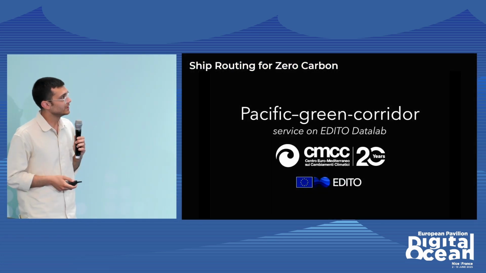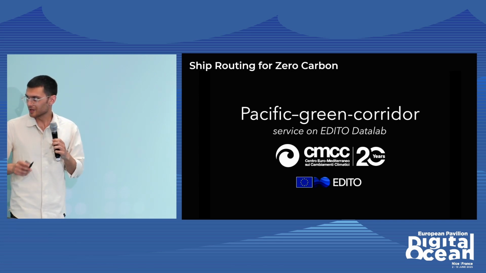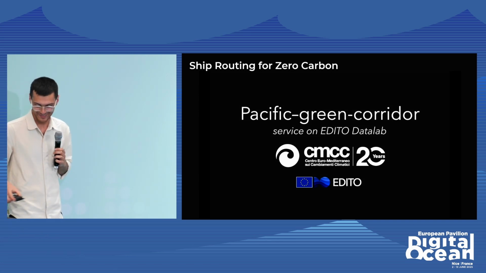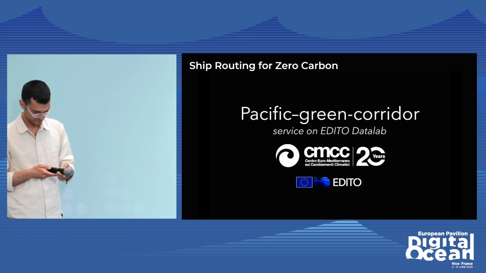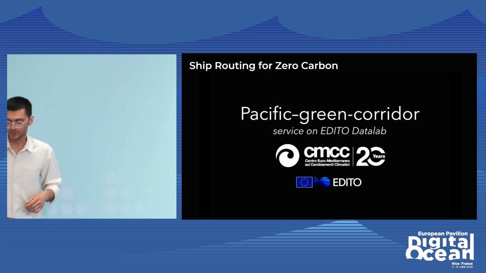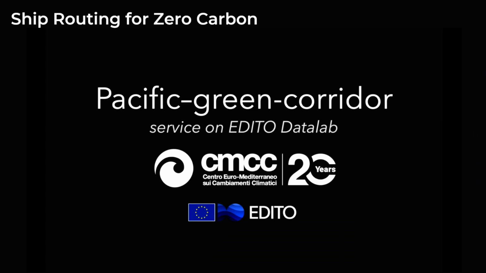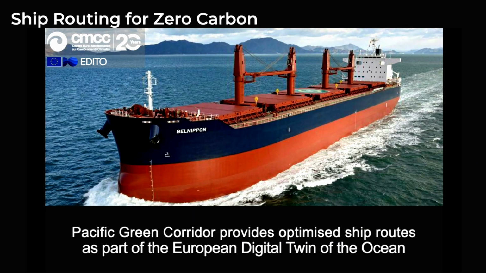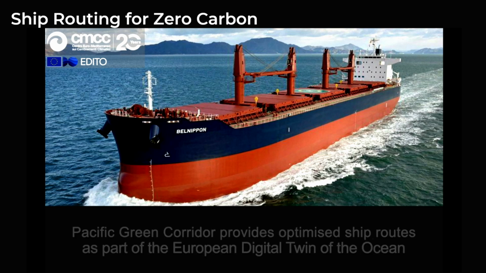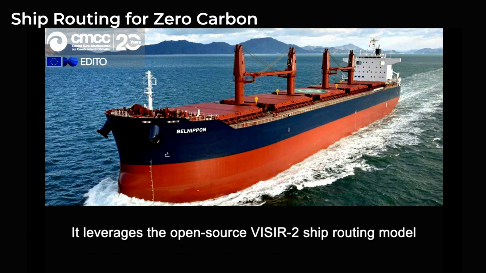Okay, then we have a video, and I think there's also a voiceover, so I won't need to talk. Let's see. Pacific Green Corridor provides optimized ship routes as part of the European digital twin of the ocean. It leverages the open source Vizier 2 ship routing model.